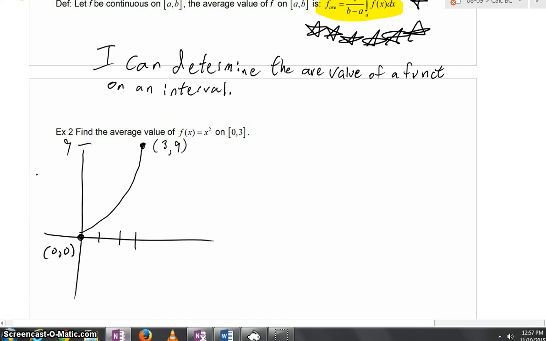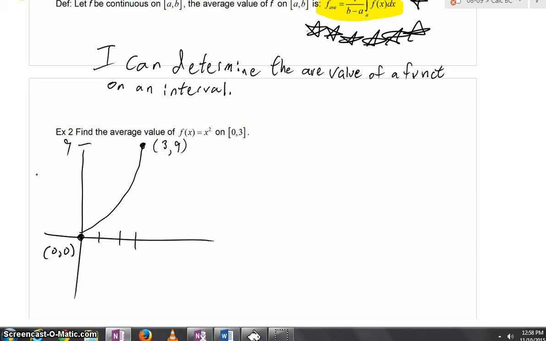There are definite points that relate to that. There are infinitely many points, guys, on this curve. So the big question is, what's the average y value? Now, it's probably very tempting to take your 9 and your 0 and say 9 plus 0 is 9, divide by 2, and you get 4.5.